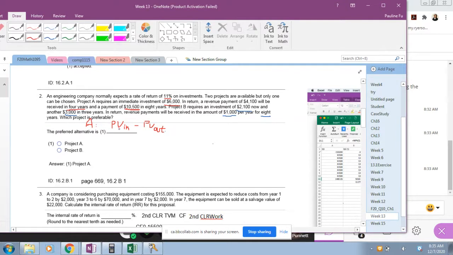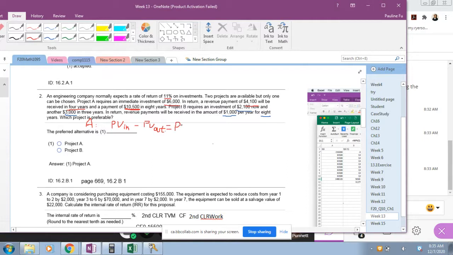Money in happens at two times. One is 4,100 in 4 years. The other is 10,500 in 8 years. We need to add those two values together in terms of present value. Money out is just this 6,000. So I'm going to write it down.